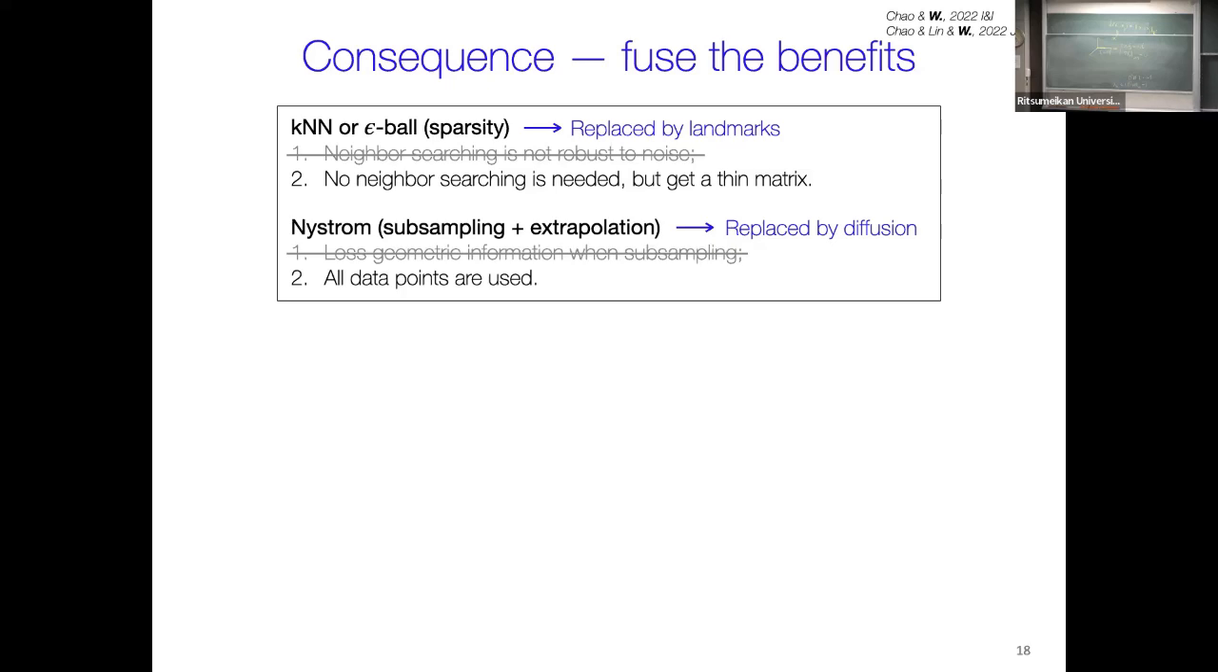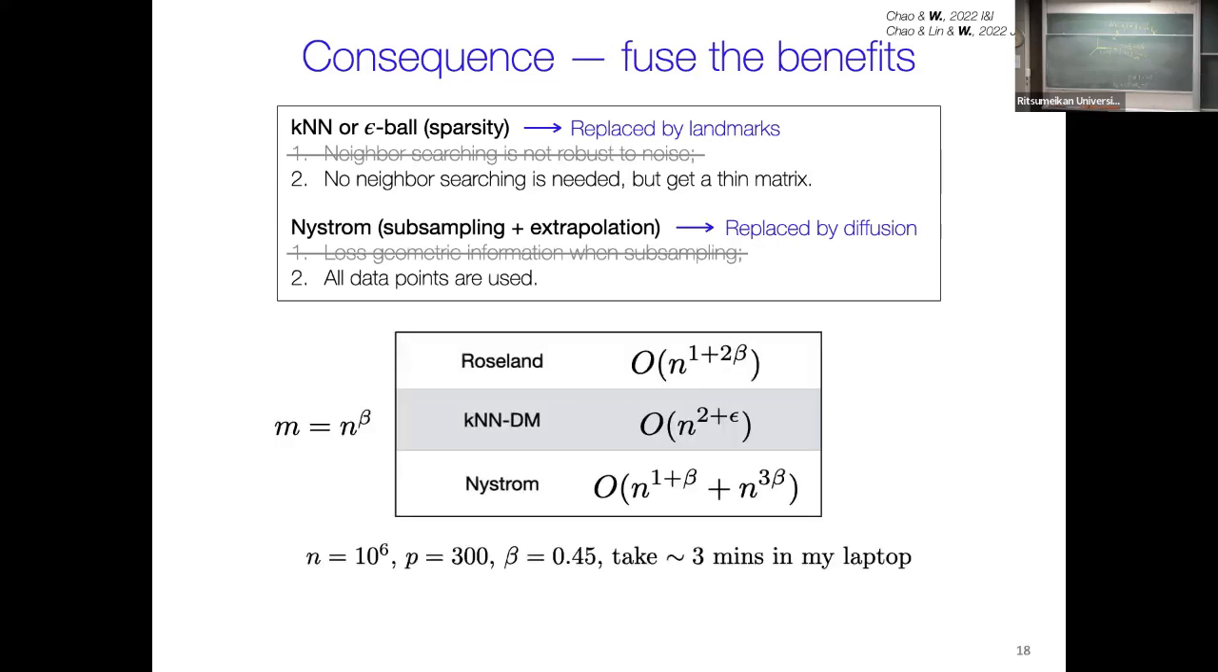And the second is no longer Nystrom. Everything, all points are used, so you do not lose too much geometric detail. More importantly, the computational time is our benefit. If you choose M, the number of landmarks, to be n raised to the power beta, then the computational complexity is n^(1+2 beta). If you use KNN or epsilon for diffusion map, it's n^(2+epsilon). The Nystrom is of this order. So if you choose beta to be less than 1/2, then you see Roseland's computational time is almost the same as Nystrom. You get quite a lot of benefits.